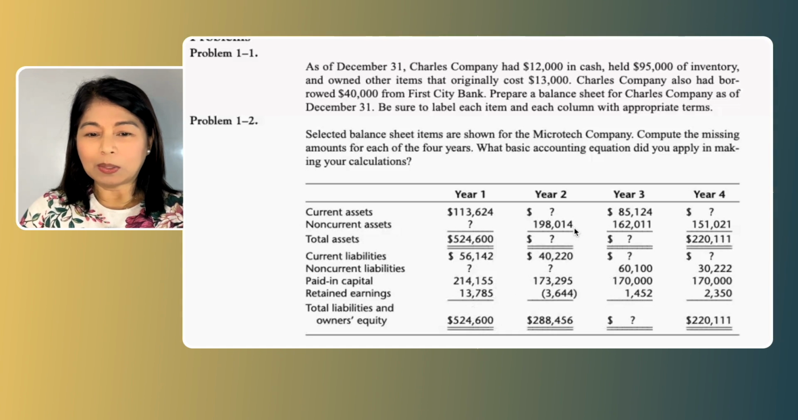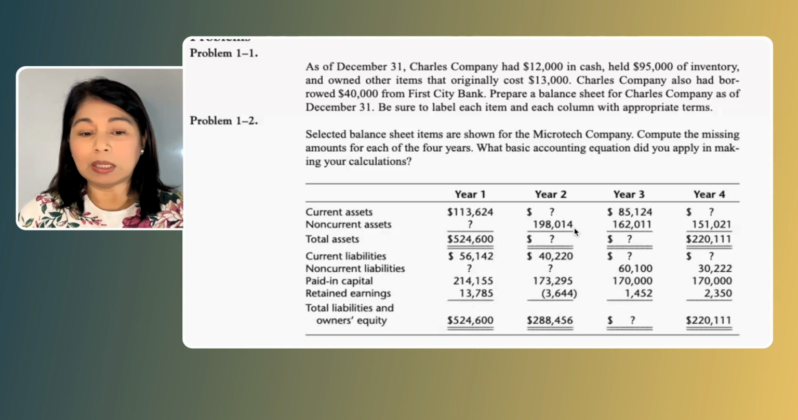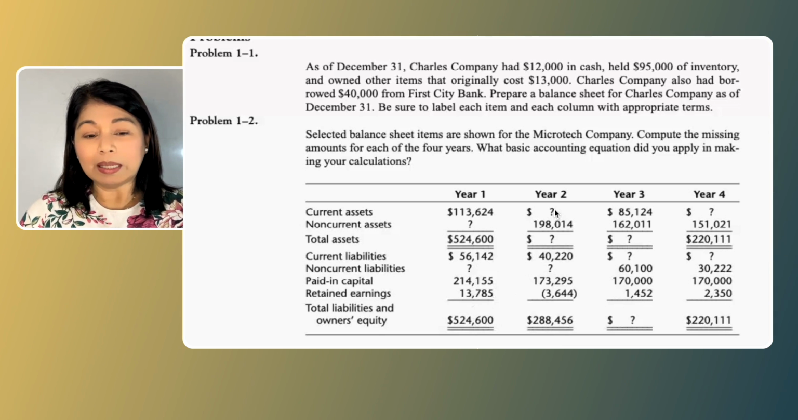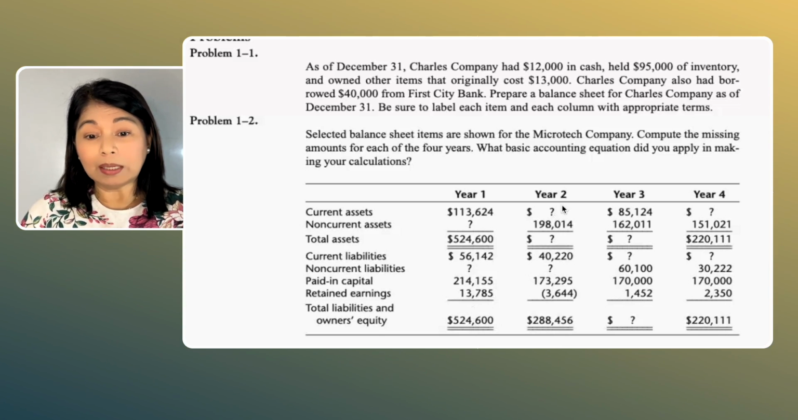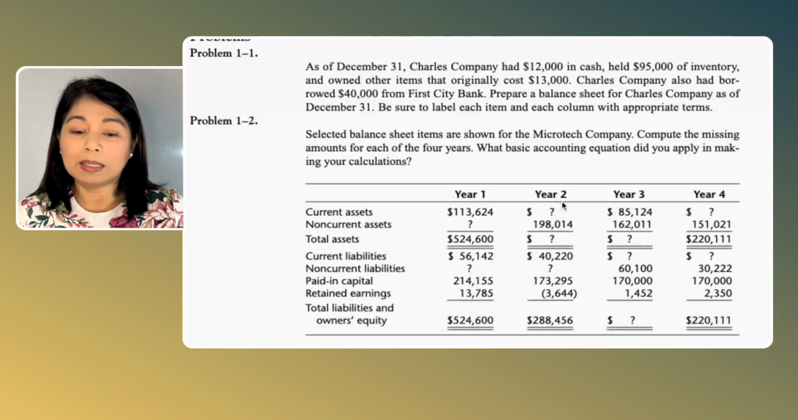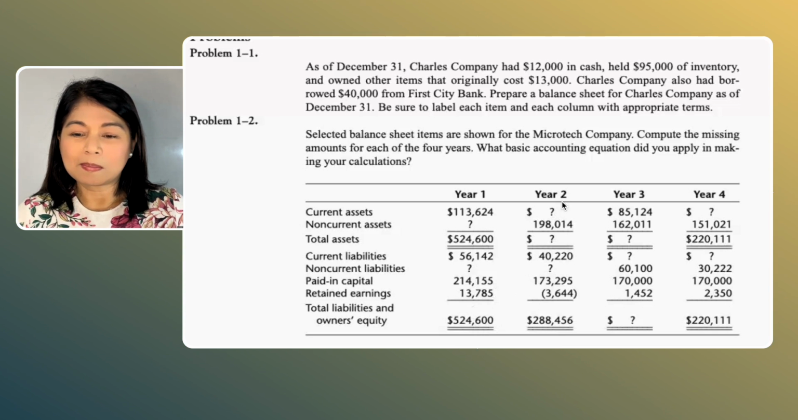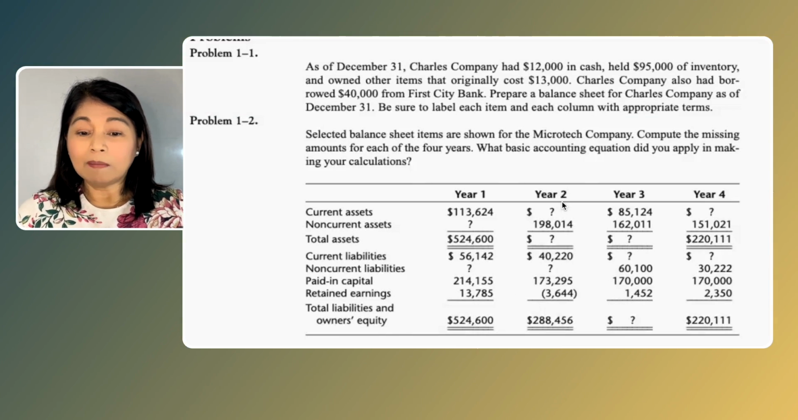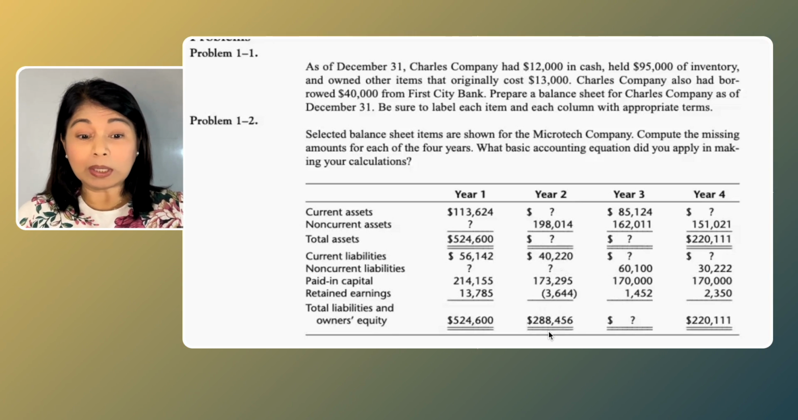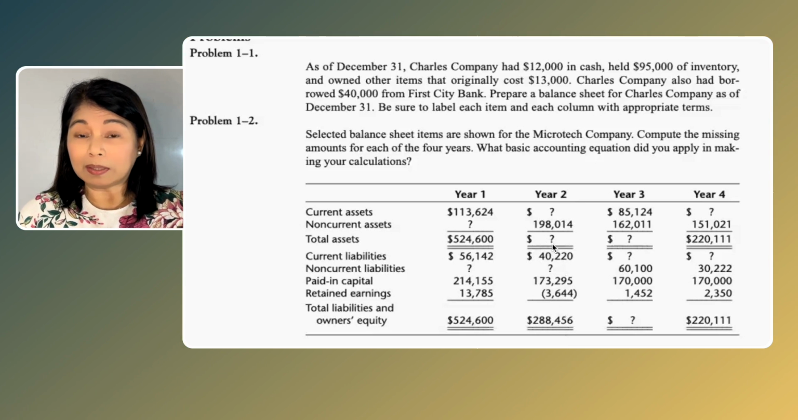Agree? Okay. Now, the thing here is we don't actually know in year number 2, the question mark is actually the total and one of the items. How do you know what to use? Anyone would like to answer this? How would you know? Very simple, because total asset is equal to total liability. So you get the total liabilities, 288,456, and you put it here.